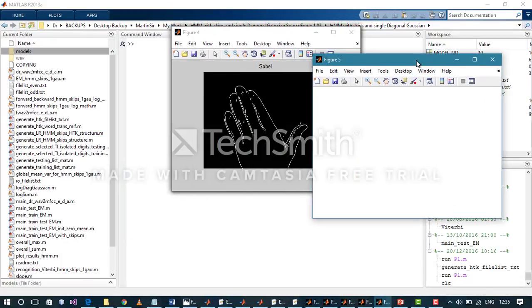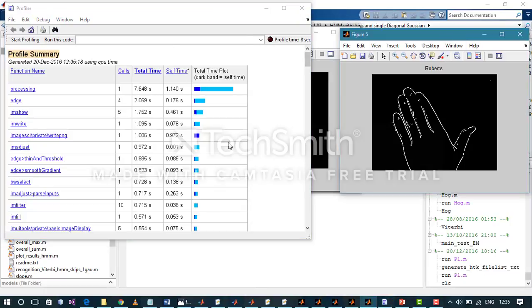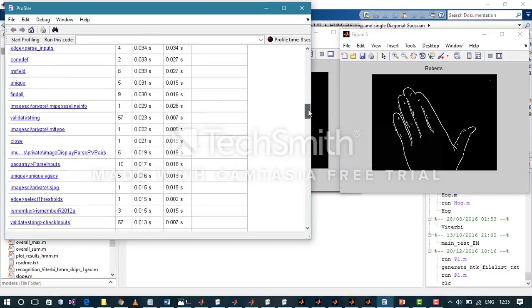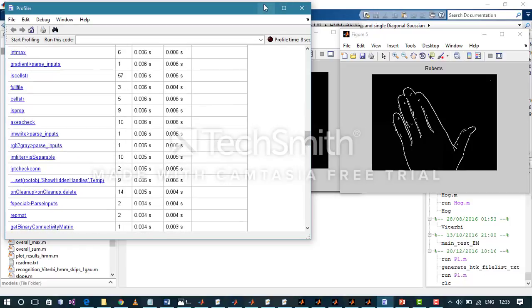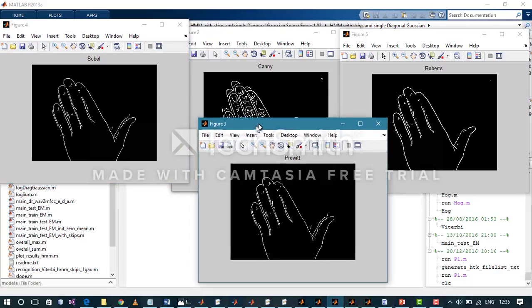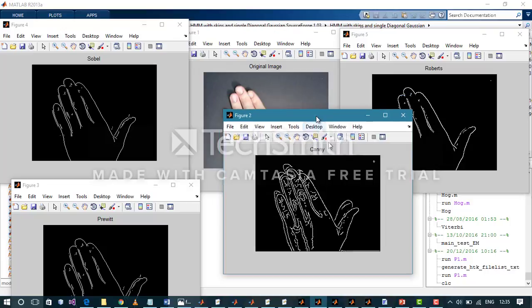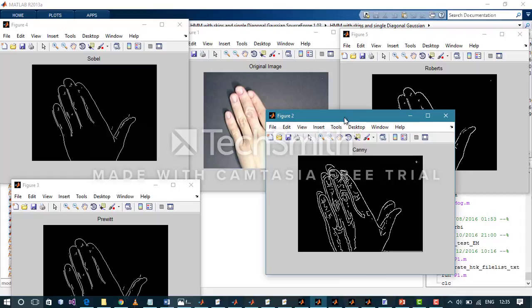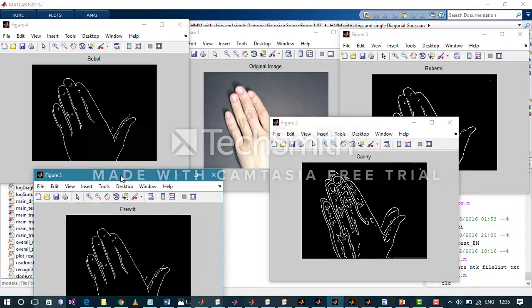It will show us the 5 images and process the data. See, the profiler shows the processing of the edge image section, with the profiler summary listed as follows. These are the 5 images I coded: first is the real image, second is the virtual image, then the Canny image, the Prewitt image, the Sobel image, and the Roberts image. These are the different types of images which follow as the hand is shown.